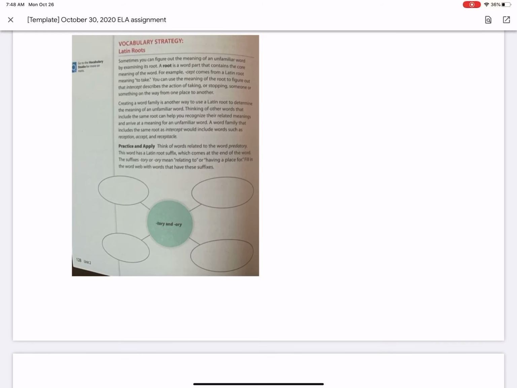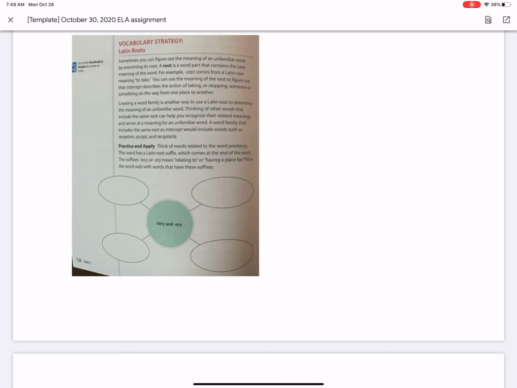Practice and apply. Think of words related to the word predatory. This word has a Latin root suffix, which comes at the end of the word. The suffix tori or ori mean relating to or having a place for. Fill in the word web. Use it with words that have these suffixes.